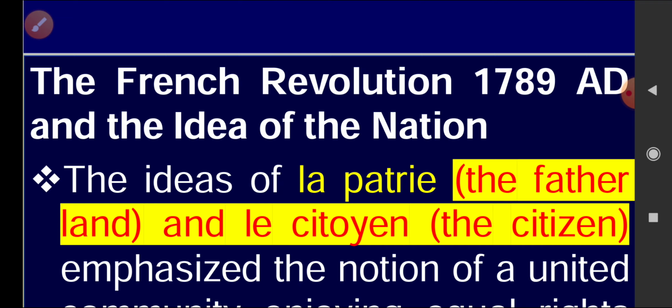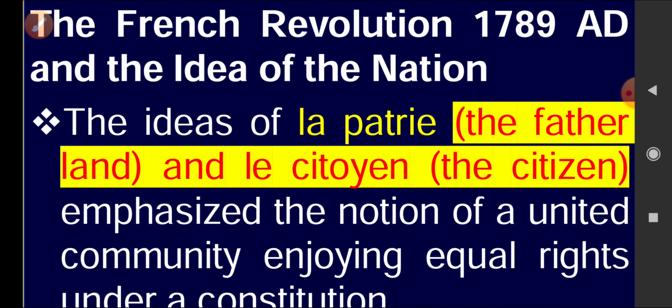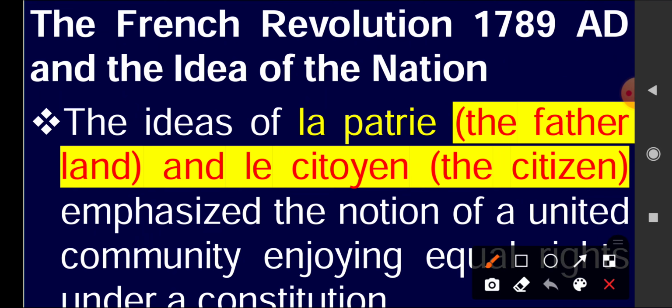Here in our chapter, some important terminologies related to this French Revolution are given. On the screen you might see here, I am highlighting. The first one is la patrie. This was an idea, the fatherland. These terminologies brought a feeling of nationalism among the people, love for the nation, somewhere togetherness.